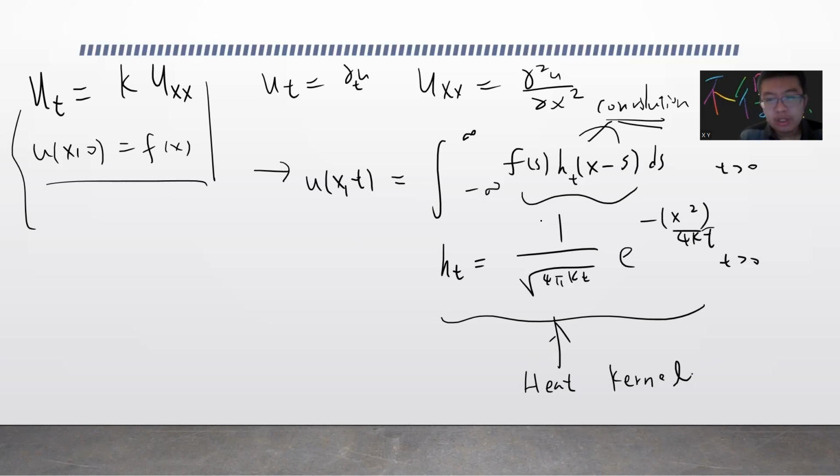The idea is that this Heat kernel is the Green's function of this PDE. So the solution will just be your initial function convolved with the Green's function. The rest of the video just proves this.